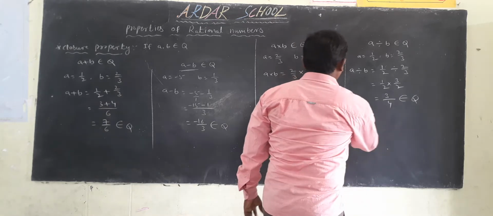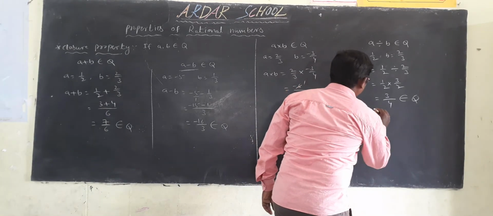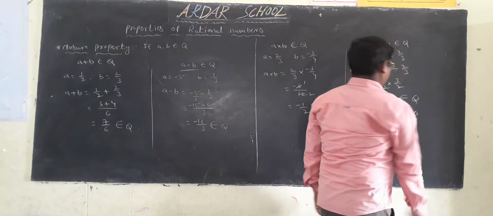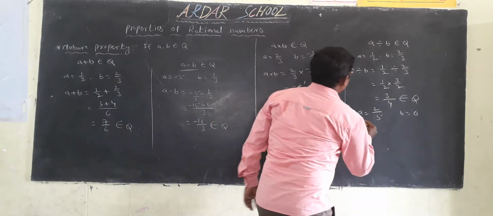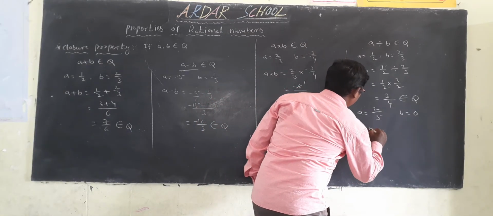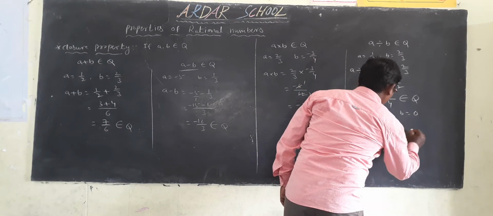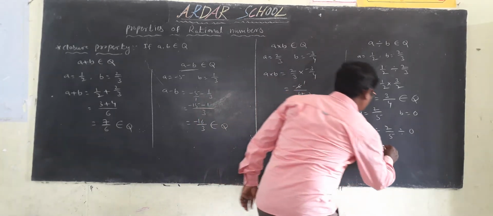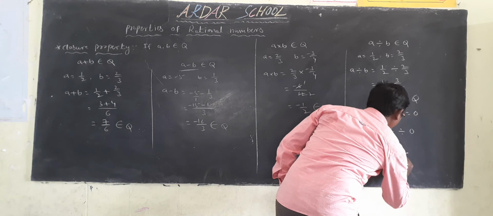Okay, take another example. Here a is equal to 2 by 5, b is equal to 0. So a divided by b is equal to 2 by 5 divided by 0. That is equal to 2 by 5 whole by 0.